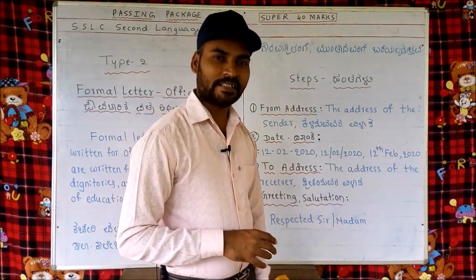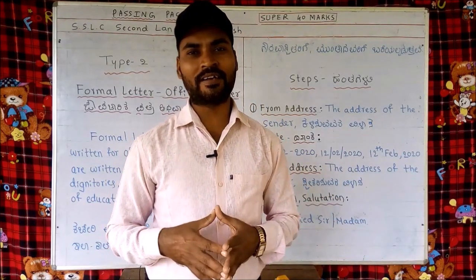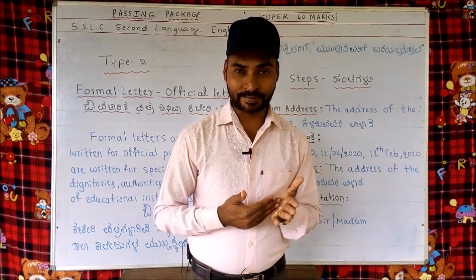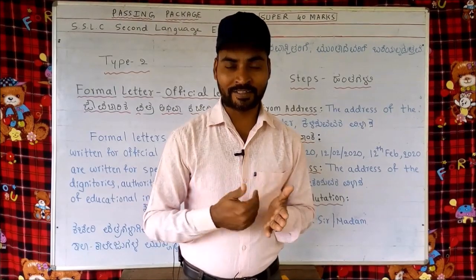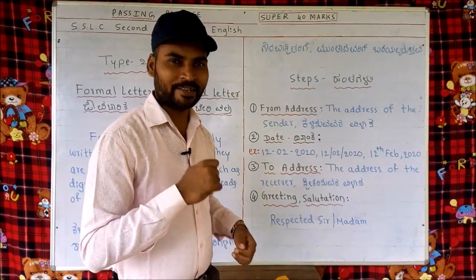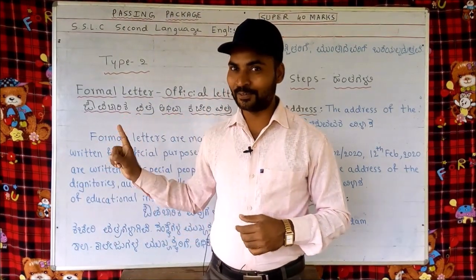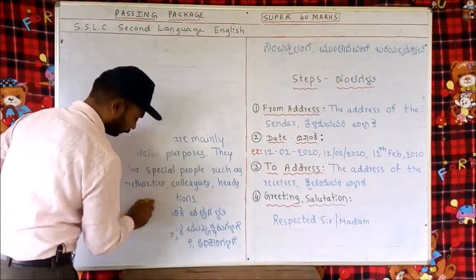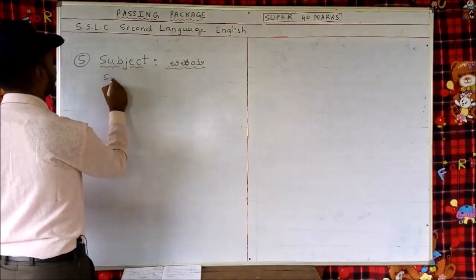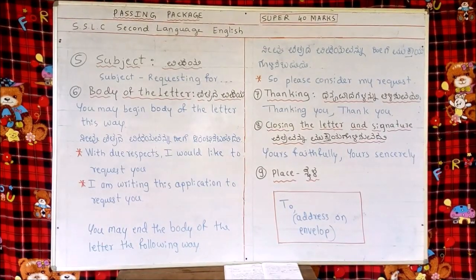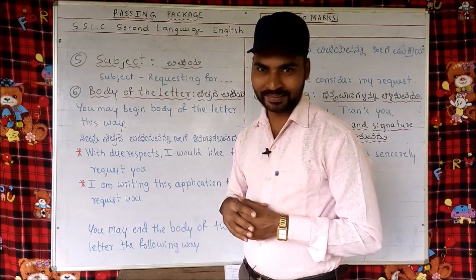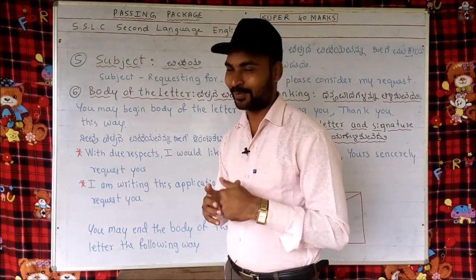4th one, greeting or salutation. To whom we are writing the letter, that person we have to salute, we have to greet. Respected sir, or respected madam if the head is female. These are the first four steps of writing an official letter. Let's look at the 5th step. So far we saw 4 steps. Now the 5th step in an official or formal letter.